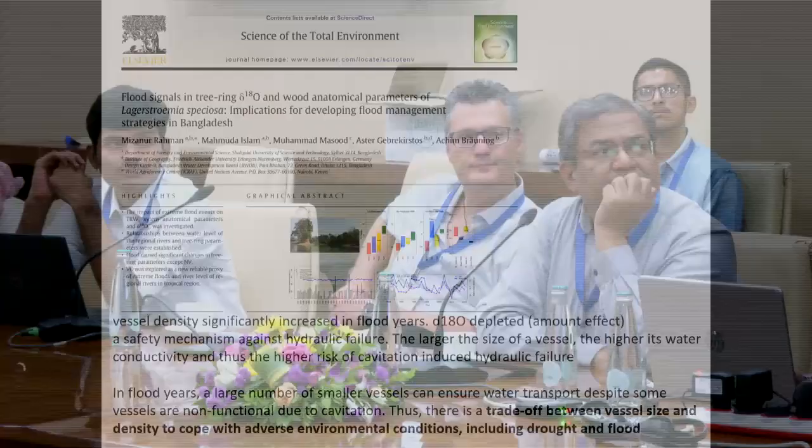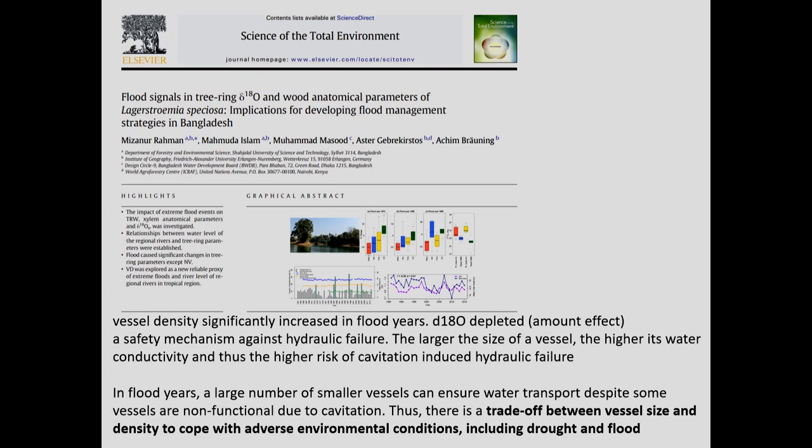Yeah, thank you. Okay, I just want to show you. It's not only drought. Flooding is a problem in Bangladesh and elsewhere. This is from our study from Bangladesh. You can also look at how the species are reacting to flooding. For those species, their plasticity to change is really important. We use isotopes and anatomy to characterize species, not only for drought but also for flooding. The signal is there.